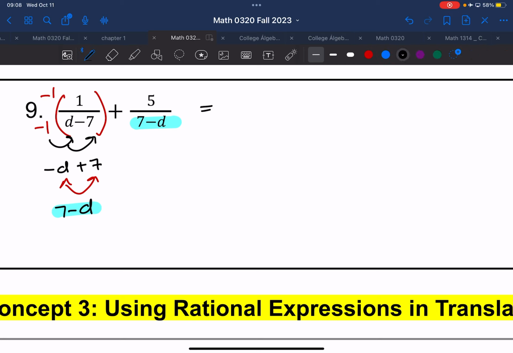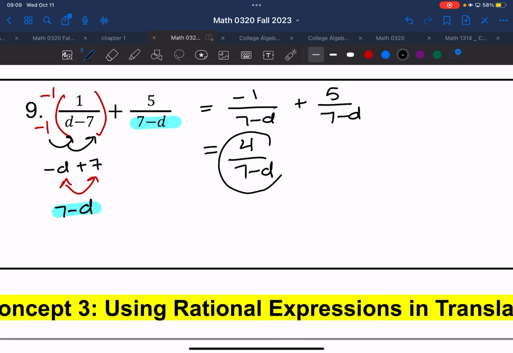So that means I have -1 over 7 minus d plus 5 over 7 minus d. Okay. Now that I have the same denominator, what can I do to the numerators? Add them. So what's -1 plus 5? 4. So I have 4 over 7 minus d. Can the numerator or the denominator simplify further? Nope. So this is my answer.